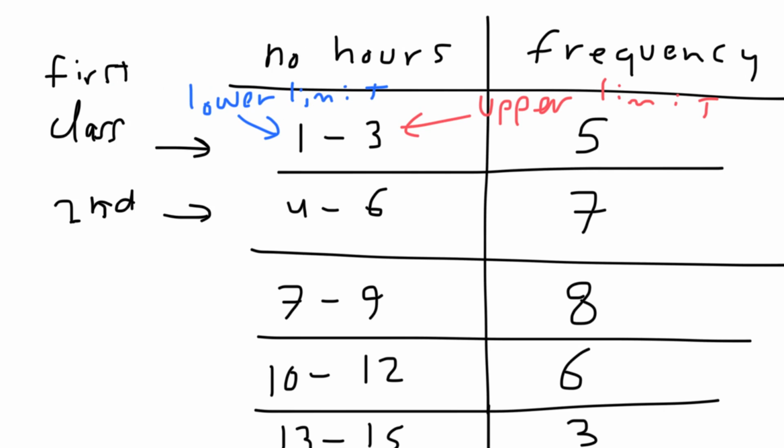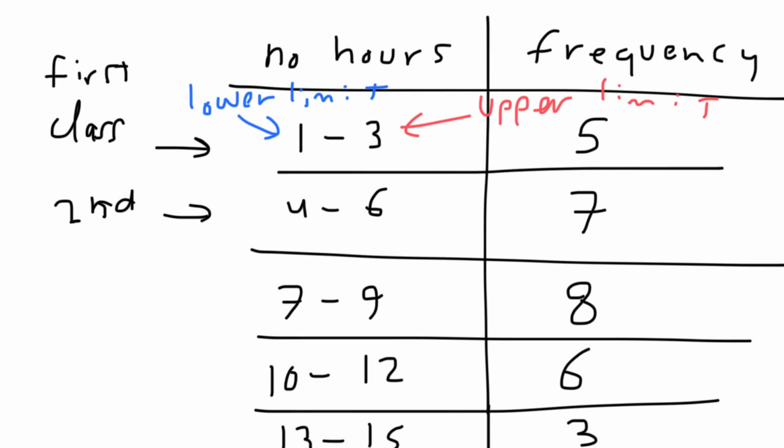This is like a classification, not the class of students where we sit together and study. No, a class means a part of my data. So this category of data where the students study for 1 to 3 hours is one class, and another category or group of data studies from 4 to 6 hours, and I have 7 students like this. So this is the lower class limit, and this is the upper class limit.